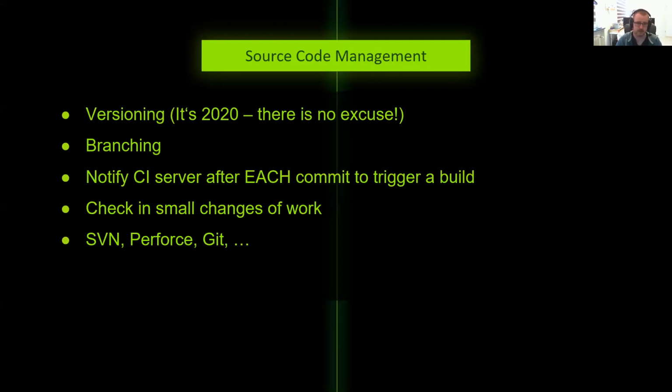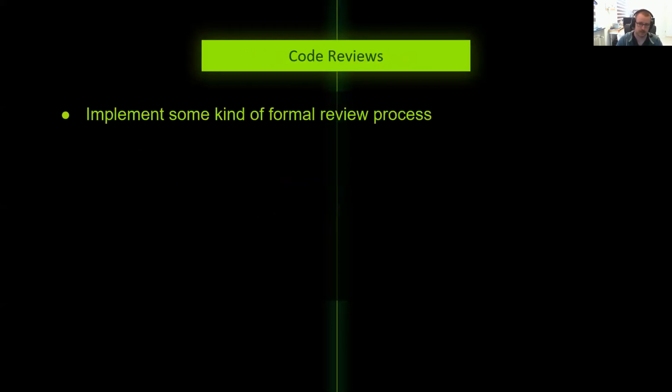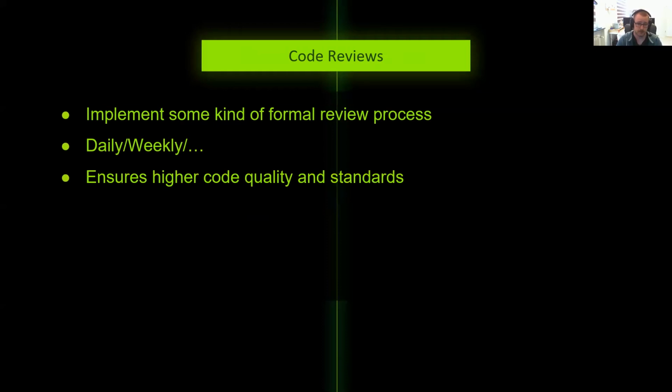The next thing on my list are code reviews, and this is really something that is all in the mindset of DevOps. If you're not doing them yet, start implementing some kind of formal review process. It can be on a daily or weekly basis or whatever. This will, first of all, ensure higher code quality and standards, and you will automatically start catching defects early on. And this is the whole thing that we are trying to do here.